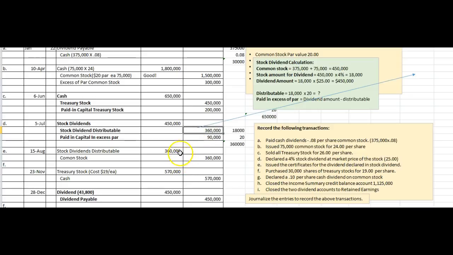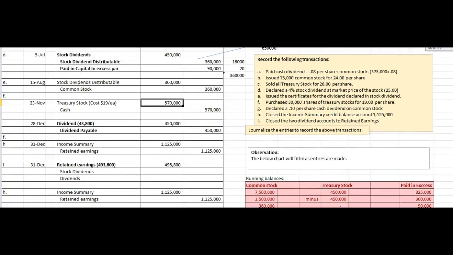So that means we have 360 debited to get that out. And we're going to put that into common stock. So that takes care of that one. You did good on that. You've got F is you bought treasury stock at $19 each. And how many we buy? 30,000. So you have that one right.